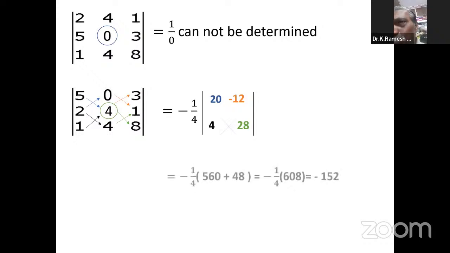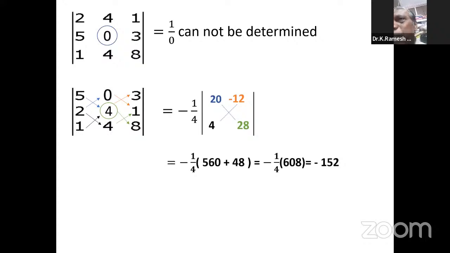Now, we use crosswise product of 20 and 28 and 4 and 12. 20 into 28 is 560. 4 into 12 is 48. But we are upward multiplication, we take a minus sign, so that becomes plus 48. So 560 plus 48, and this divided by minus 1 by 4, you will get minus 150 as the determinant. This is the value of this determinant by below column.